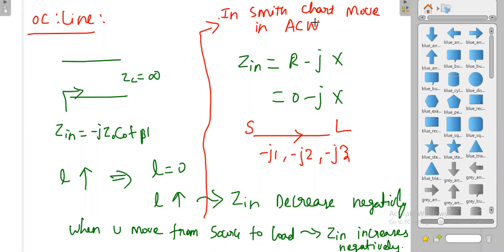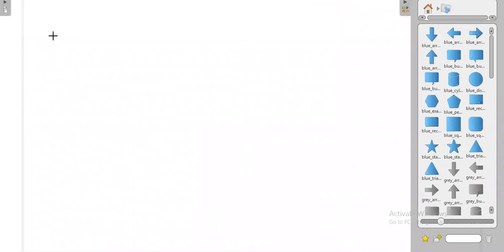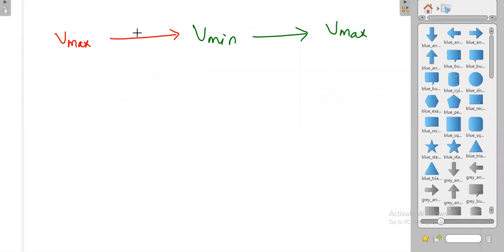Now I'll write down some of the observed points. Finally, if you are at voltage maxima and going to V minimum, and then once again going to V maximum: V maximum is something like open circuit, V minimum is something like short circuit, and V maximum is again open circuit.